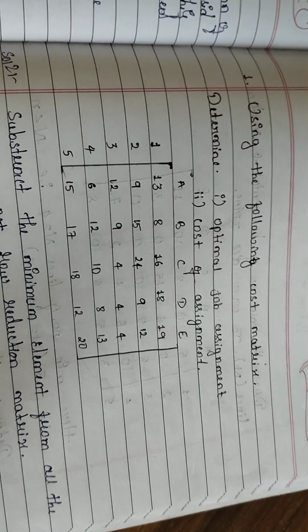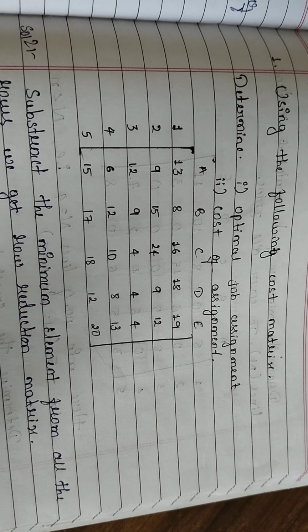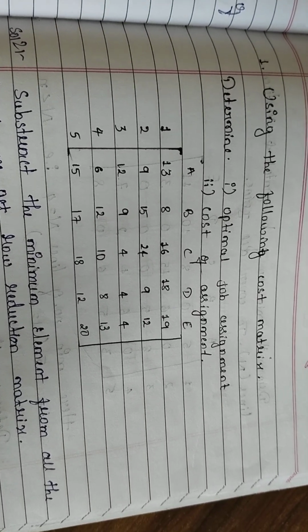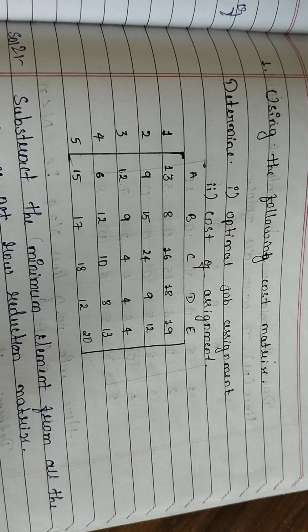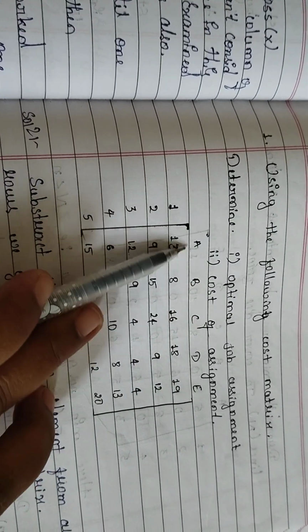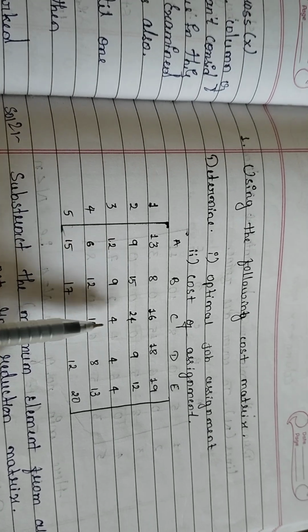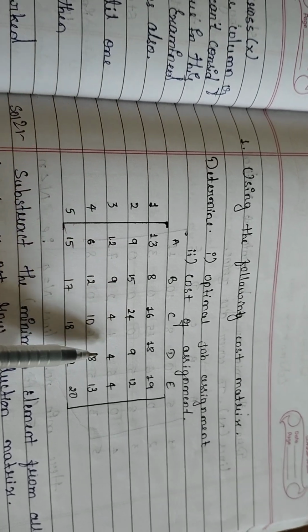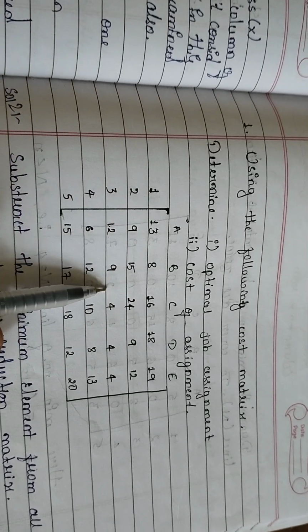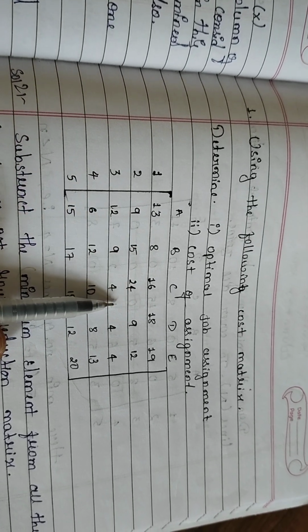Using the following cost matrix, we have to find out the optimal job assignment and the cost of the assignment. They have given the cost matrix here, or we can also call it a payoff matrix. So here there are 5 persons and 5 jobs. So already it is a square matrix. No need to add a dummy row or dummy column. The first step is cleared now. Okay, so check whether it is a square matrix or not. Already the given matrix is a square matrix.